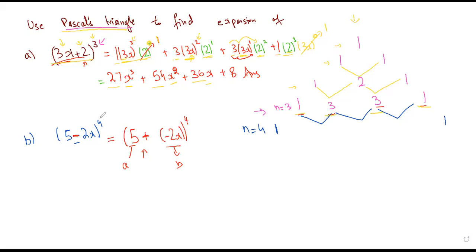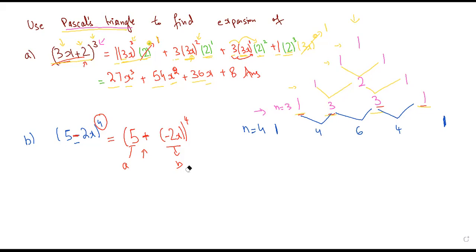Okay, now what is this? It is to the power 4, so n is 4. Step 1 is to write down the coefficients. First and the last one would be 1. Then this one would be 4, 3 and 3 would be 6, this one would be 4. And these are the coefficients.